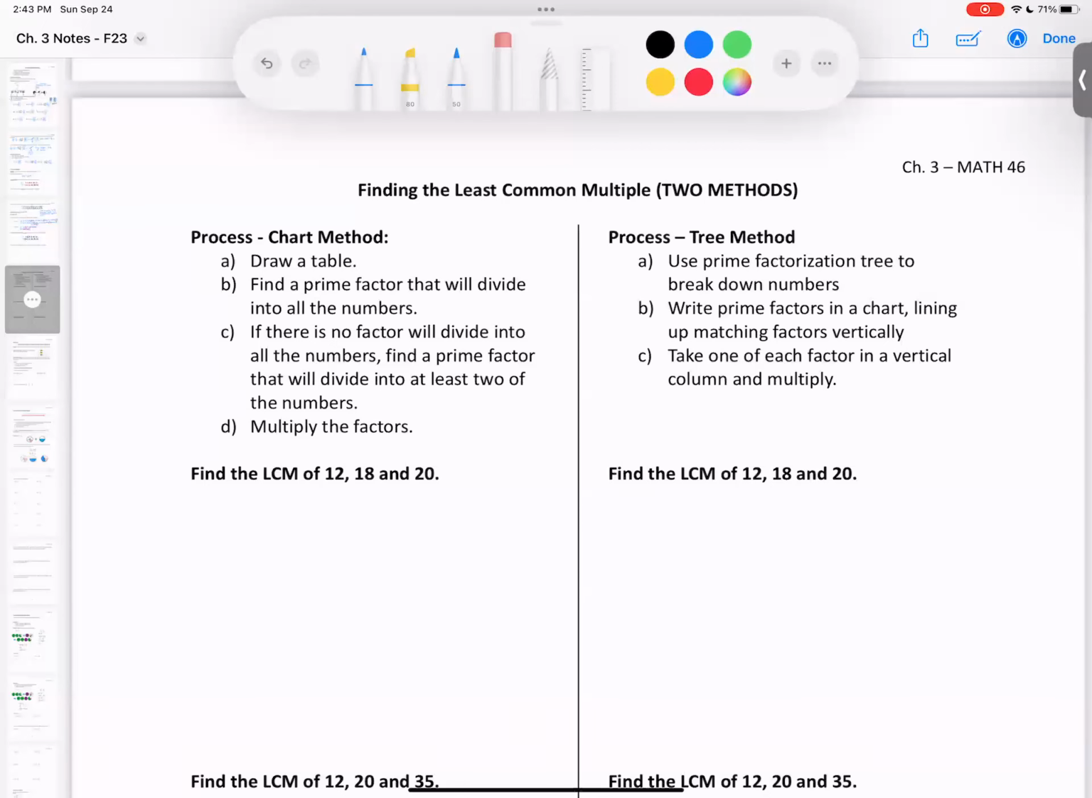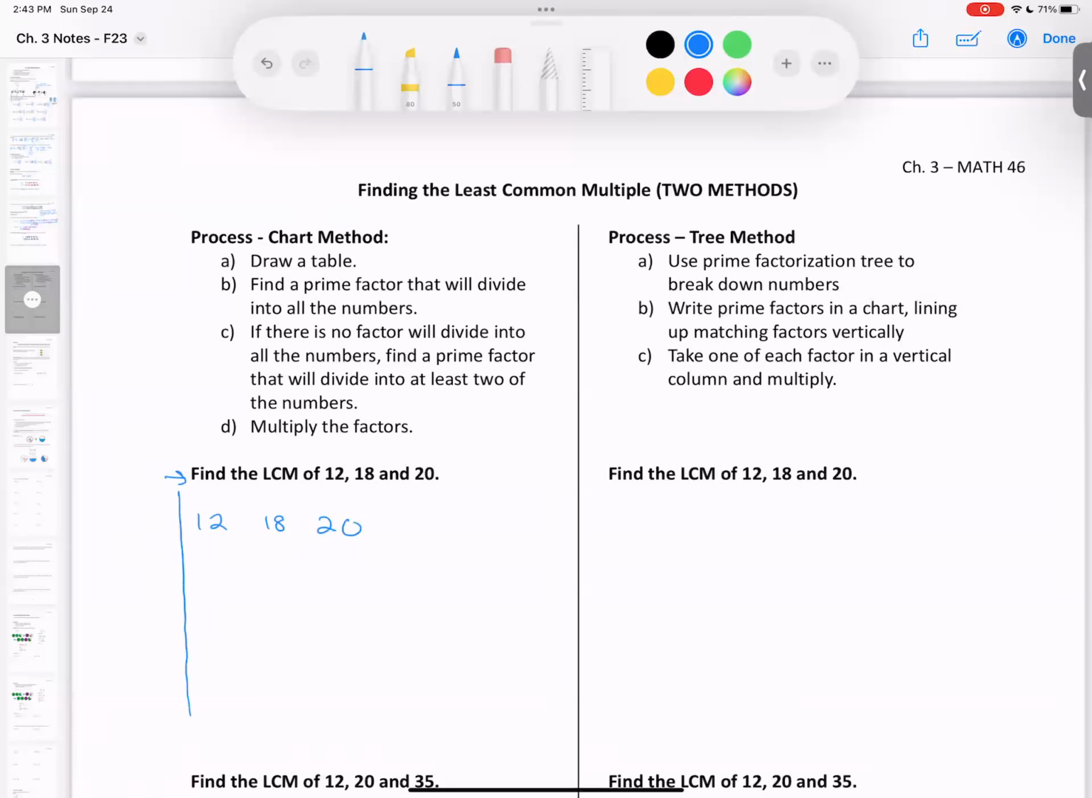All right, so I promised you there was an easier way to find the least common multiple of 2 or 3 numbers other than writing them all out. So let's do that now. There's 2 methods. The first method I'm going to do is the chart method. And so with the chart method, we want to find the least common multiple here of 12, 18, and 20. So we're going to write out those 3 numbers.